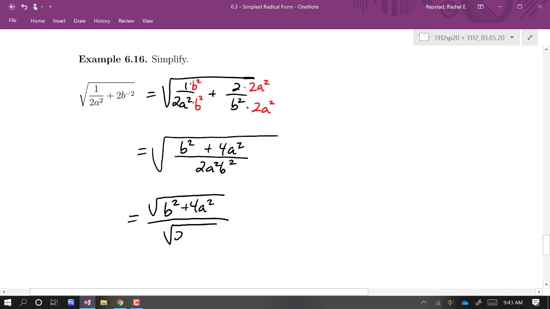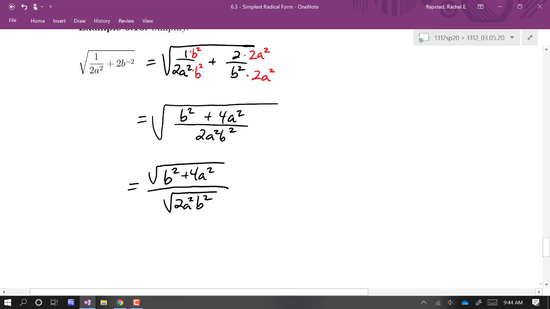I've got a radical in the bottom. I know I'm going to want to simplify that, rationalize, but first, let's simplify the radical. We have some squares we can take out. We'll take out an a and a b. So what we've got now is the square root of b squared plus 4a squared all over ab times root 2. And now we're almost done. Just multiply top and bottom by root 2.